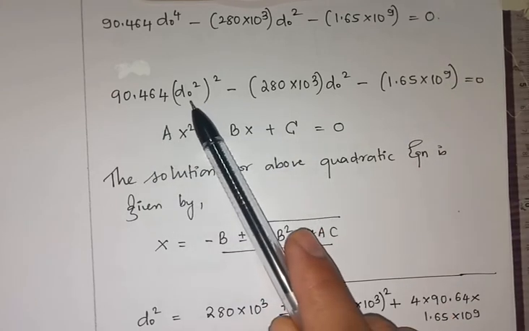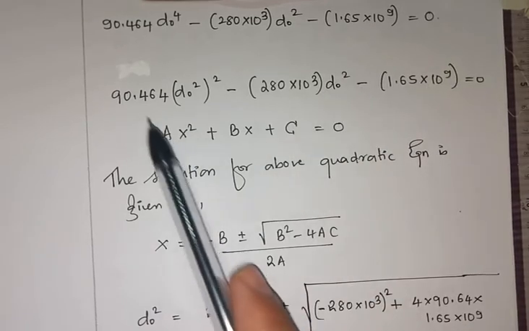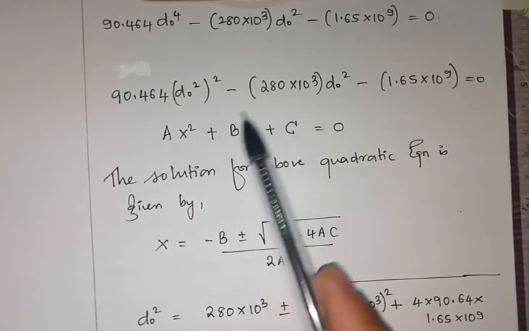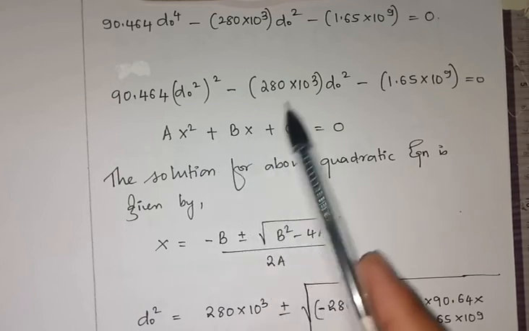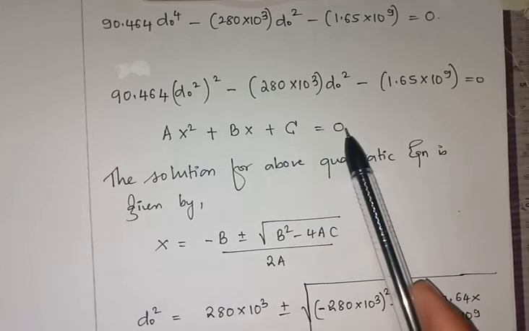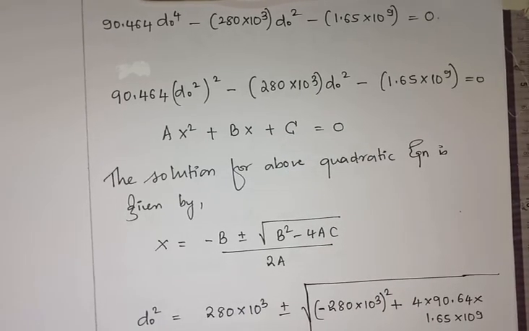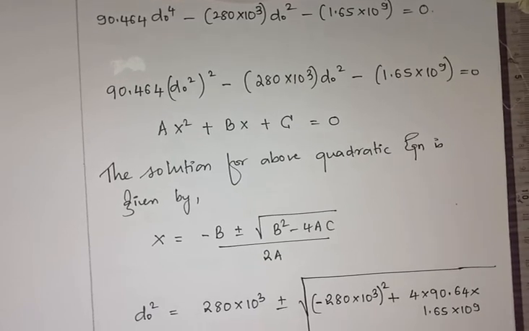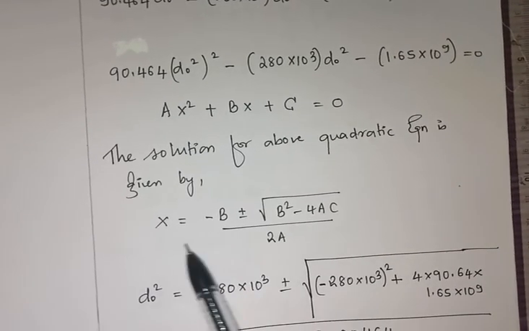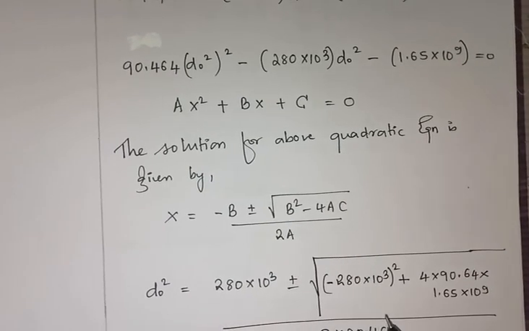Right, so this is x square, this is x, and this is constant. So this is ax square plus bx plus c is equal to 0. So I have reduced this into the form of a quadratic equation, and you know how to calculate the roots of a quadratic equation, right? The root is equal to minus b plus or minus square root of b square minus 4ac, divided by 2a. This formula is very popularly known to all of us.